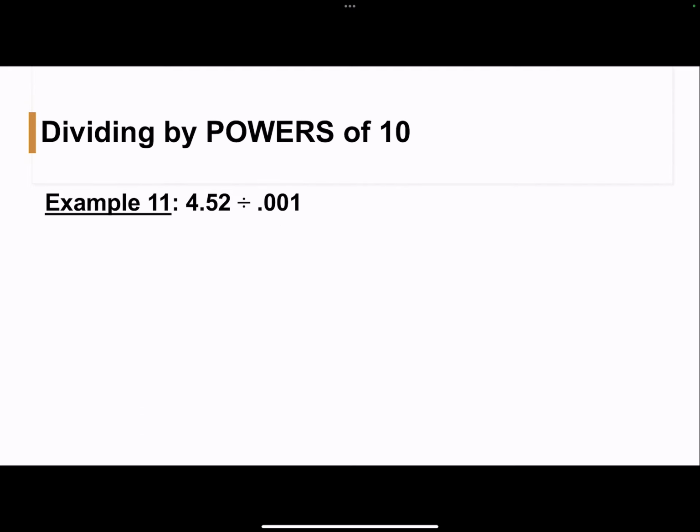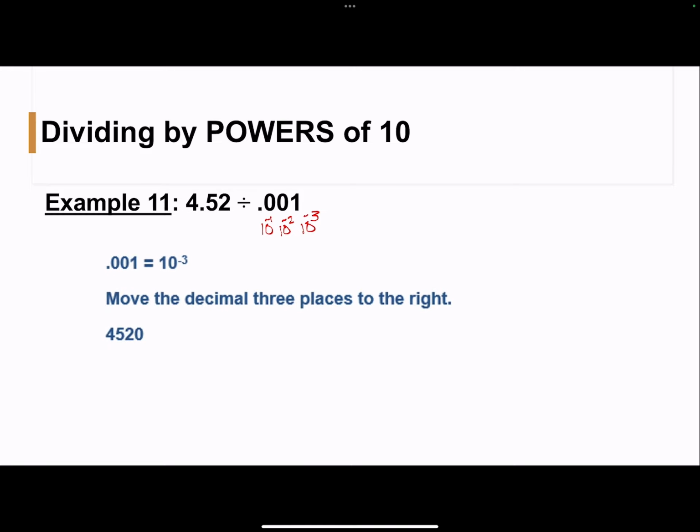Now we're dividing by powers of 10 in which our exponent is negative. Remember when we were talking about place value, this was 10 to the negative 1. This was 10 to the negative 2. This was 10 to the negative 3. So 0.001 is 10 to the negative 3. If it's negative exponents, we move to the right. So 1, 2, I need to add a 0. So 4.52 divided by 0.001 is going to be 4,520.